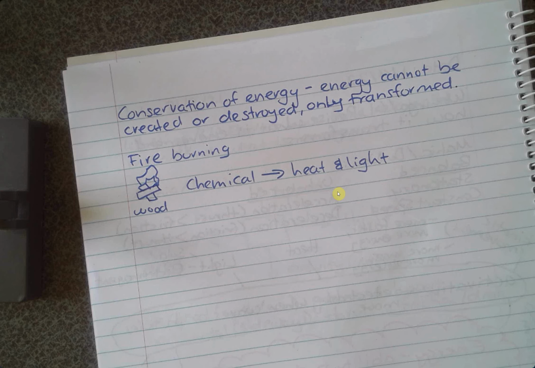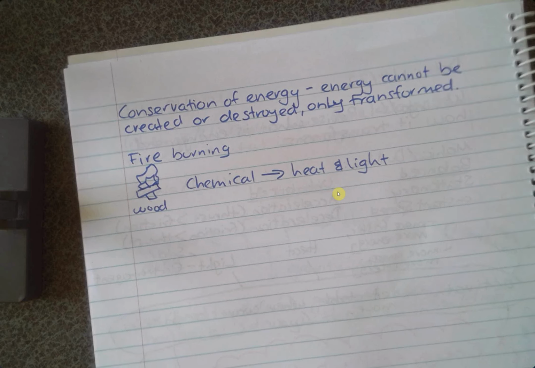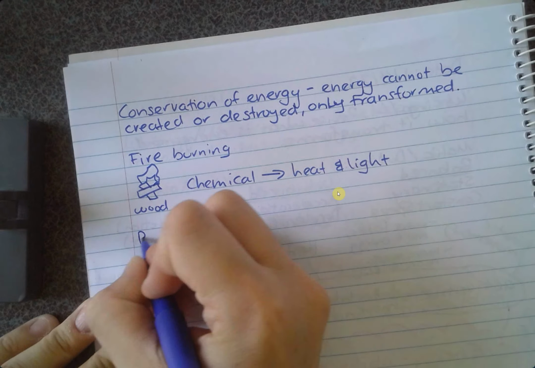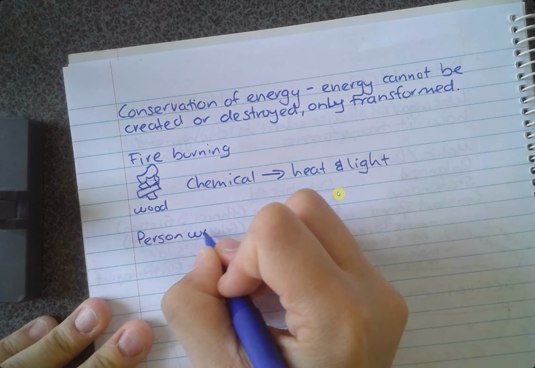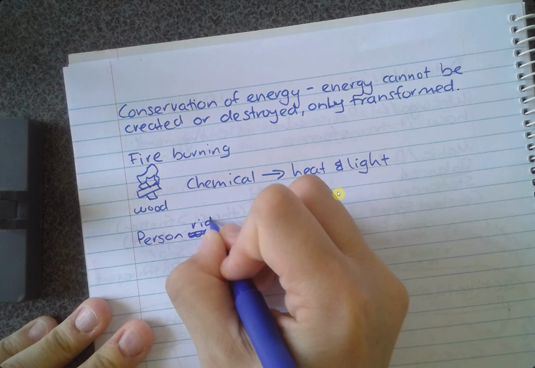All right, I have a few more examples to make sure you guys understand this transformation. I'm just trying to find my notes for you. There they are. All right. What about a person riding a bike? That's kinetic. Kinetic energy.